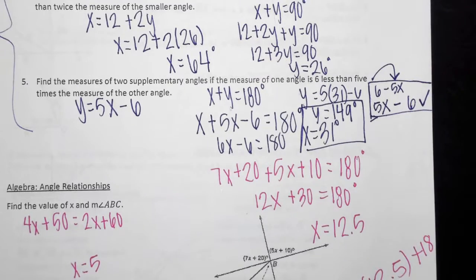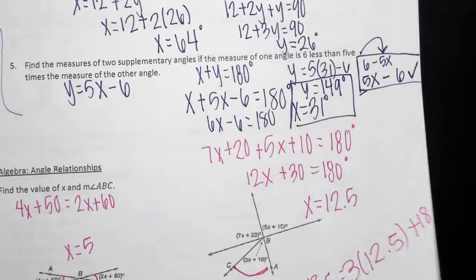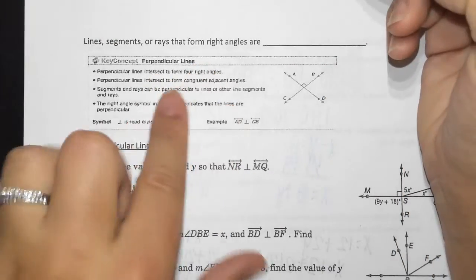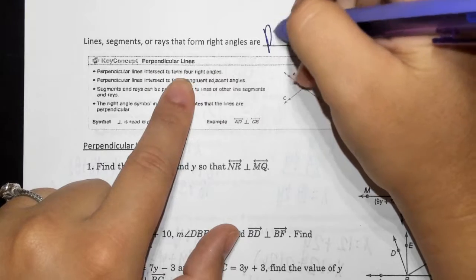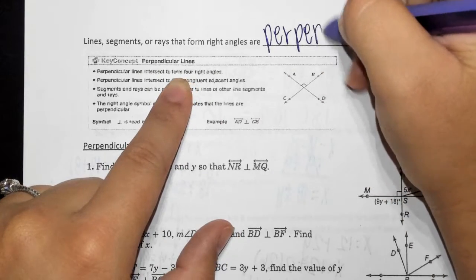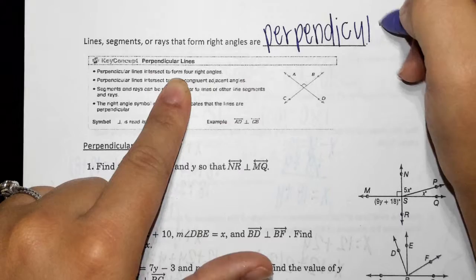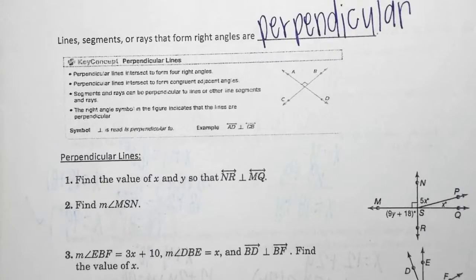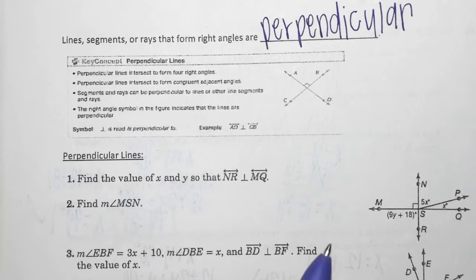Okay, that is, well, partially the end of 1.5. You already know the rest of it. So let's go to the next page. The last part, which you really already know, talks about perpendicular lines. Perpendicular. Where'd you get 174? 180 plus 6.